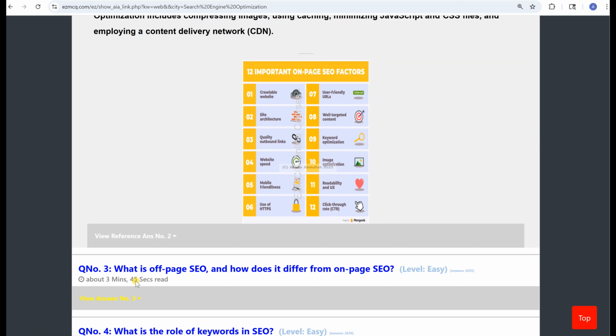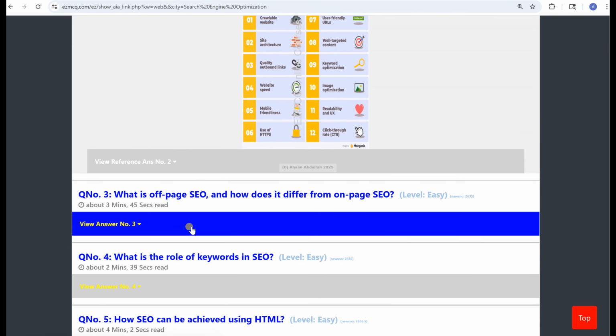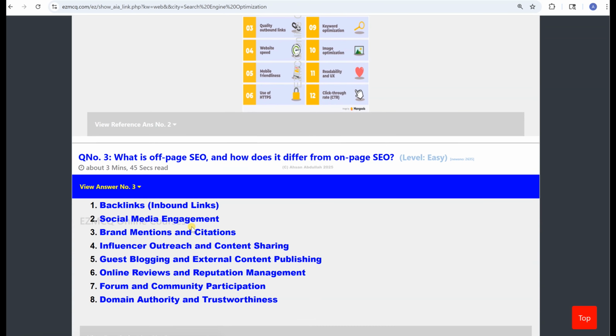Then is question number 3. What is off-page search engine optimization, and how does it differ from on-page search engine optimization? First of all, there are backlinks. What are backlinks? Basically, they add trust and authority in the eyes of the search engines, right? And if they're high quality, then it improves a site's ranking.